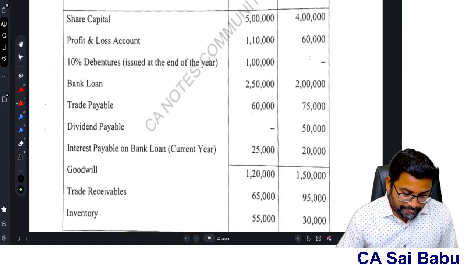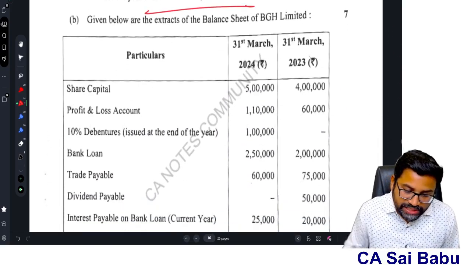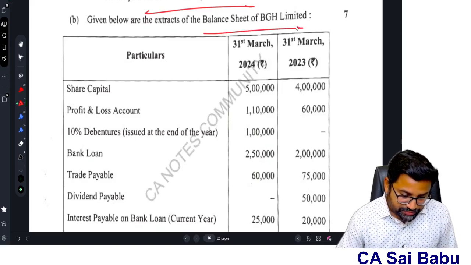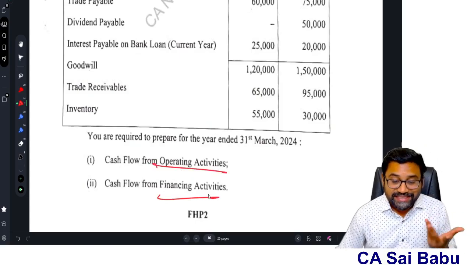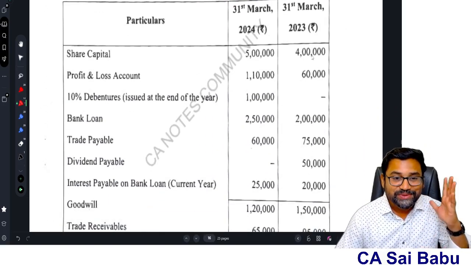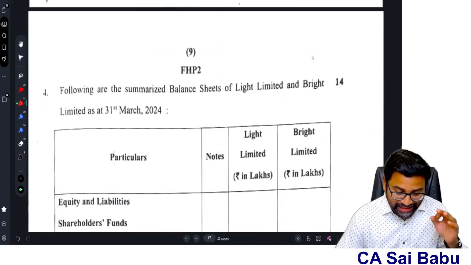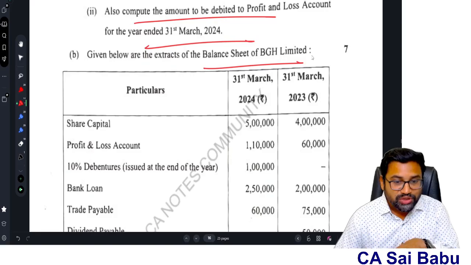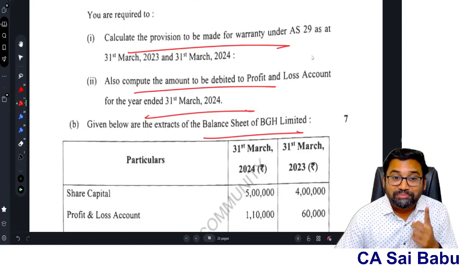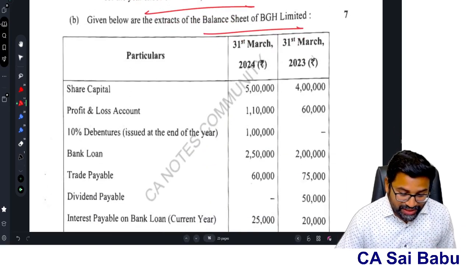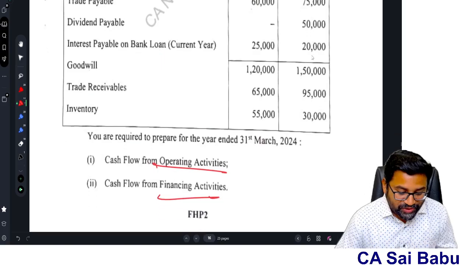And then, given below are the extracts of the balance sheet of BGH. So they have given the balance sheets. Again, operating activities, financing activities, this time the cash flow statement. Those who did the cash flow statement, I think they are very happy, because one MCQ was framed on the cash flow statement, and at the same time 7 marks were asked. So understand the importance of the cash flow statement. Very, very important. And that too, this is a very straightforward question.